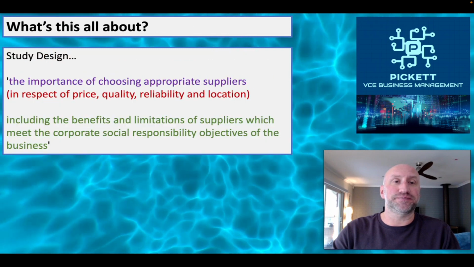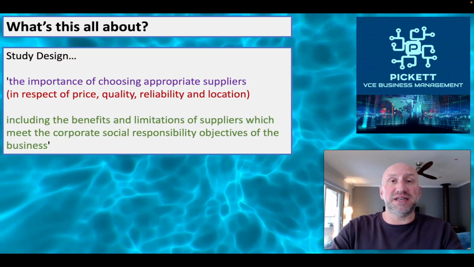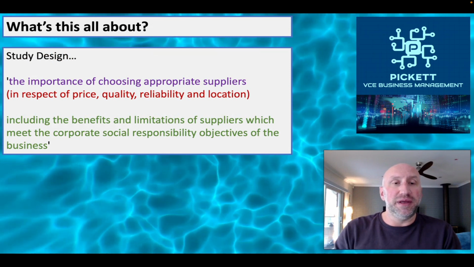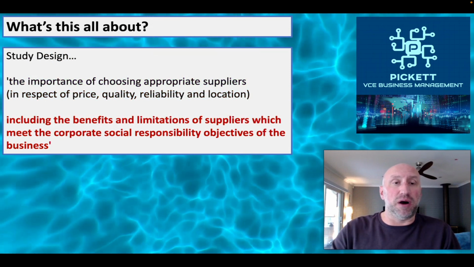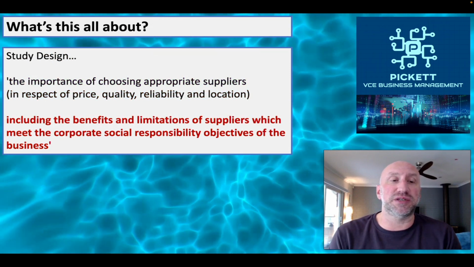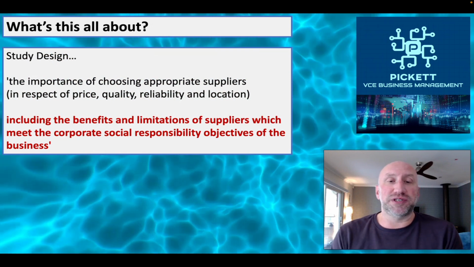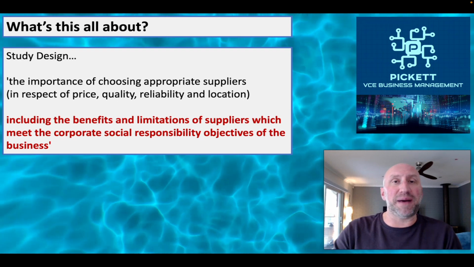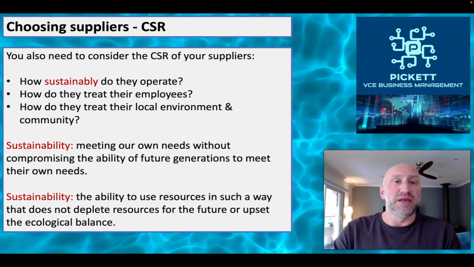Okay, so a lot of thinking to be done, a lot of research to be done to come up with your final list of suppliers for all of the resources that you need in your business. Now, coming back to the study design, that was all the first part of the key knowledge dot point. Now moving on to this second part, the benefits and limitations of suppliers which meet the corporate social responsibility objectives of the business. And now we focus on that part of the key knowledge dot point.